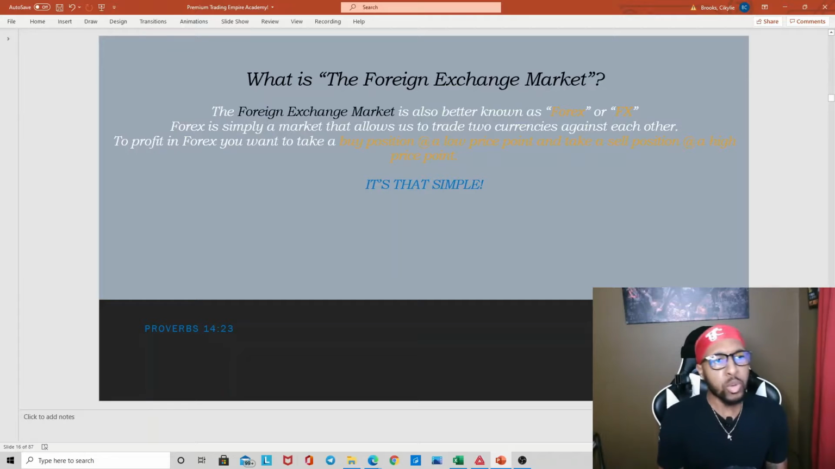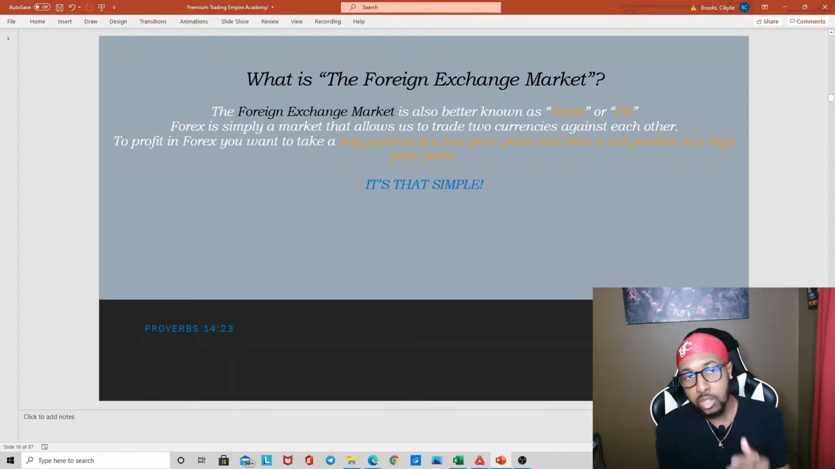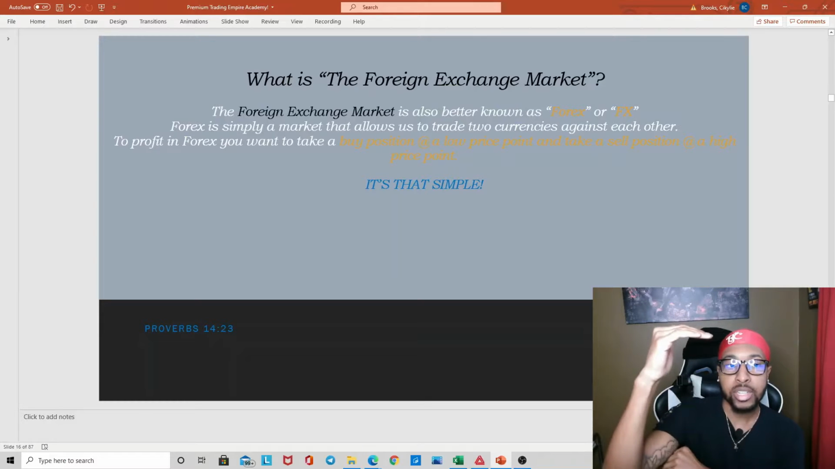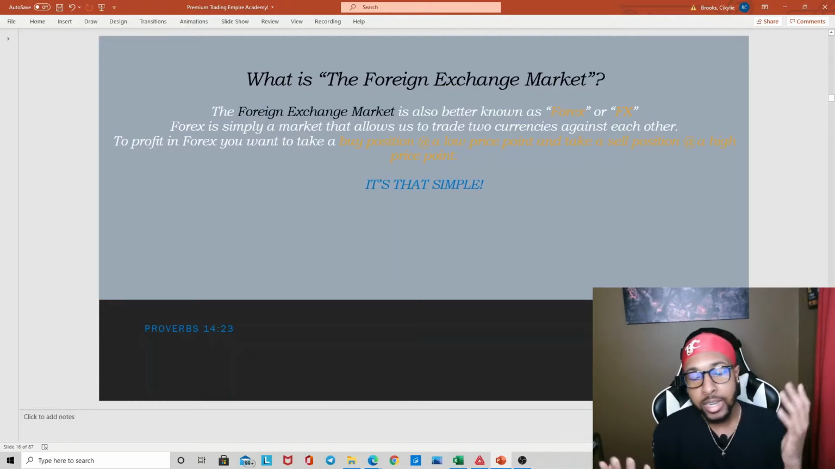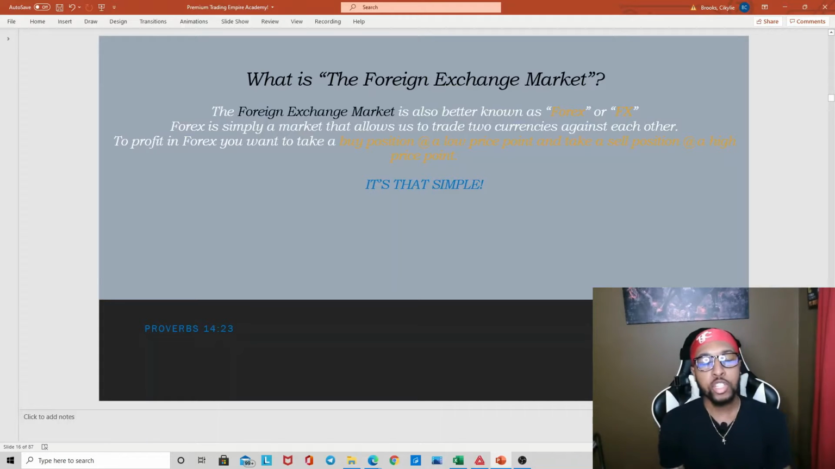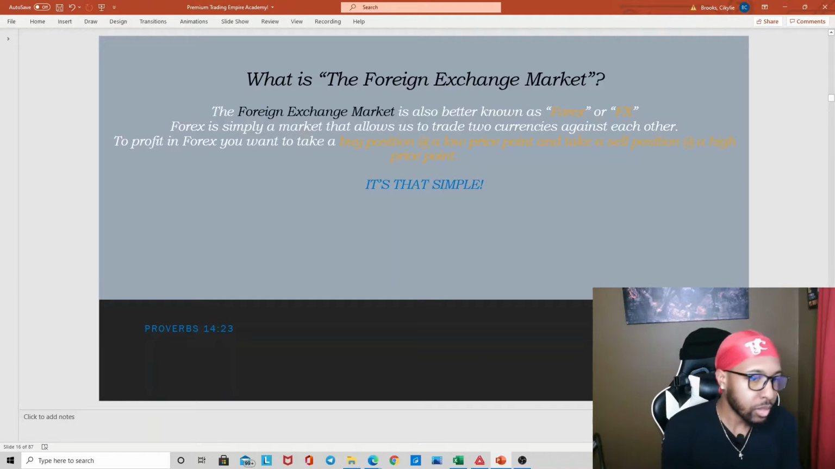So what's the foreign exchange market? The foreign exchange market is better known as Forex or FX. Forex is simply the market that allows you to trade two currency pairs against each other to profit. In Forex, you basically want to take a buy position when the market is at a low price point, and a sell position when the market is at a high price point. Like they say, you buy low and you sell high. So with Forex, you can make money on the buy and on the sell.